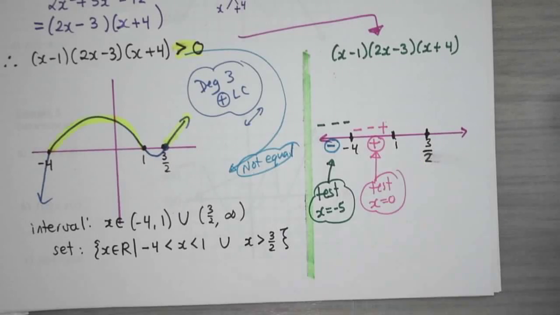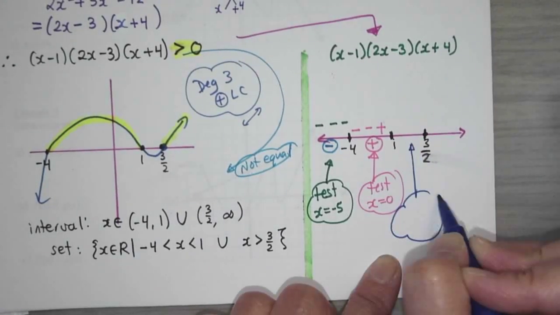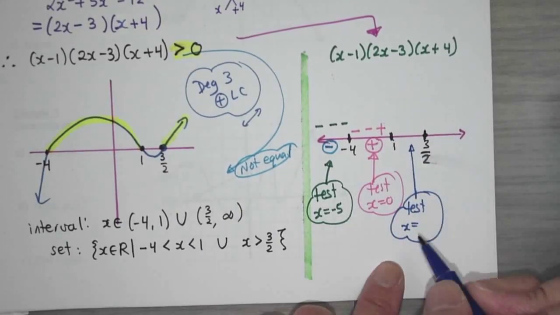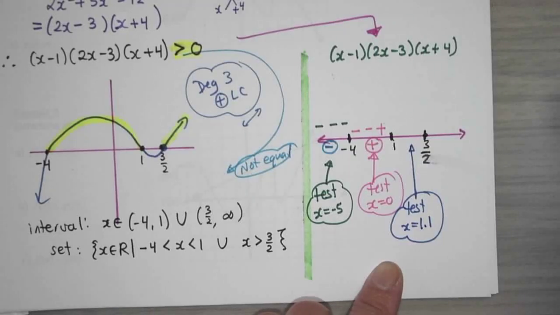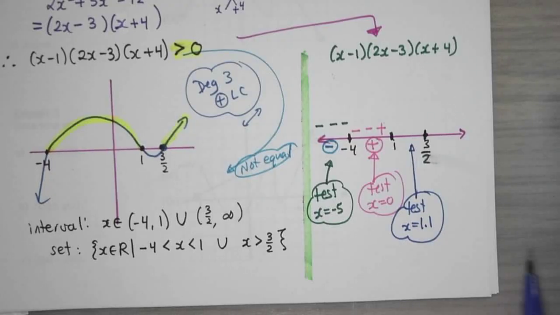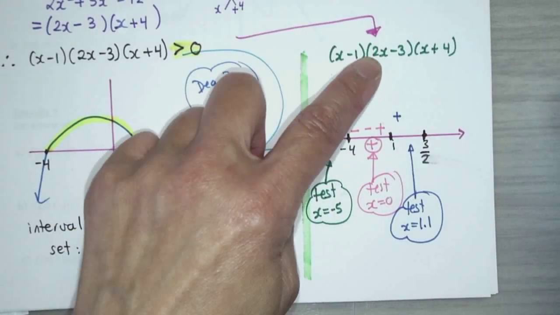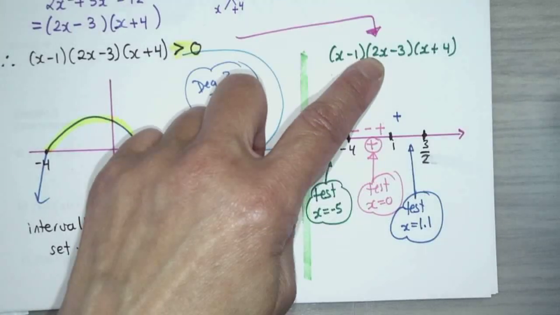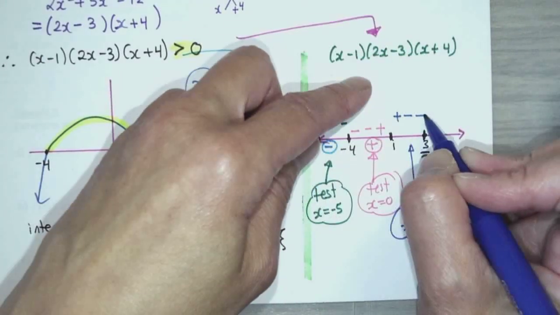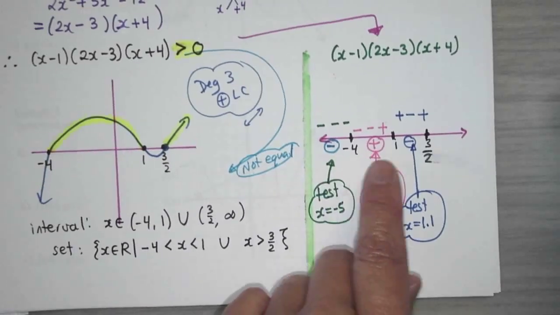So then here, test another one. And again, you don't have to tell me what you test. This is your brain. If it's between 1 and 1.5, I'm just going to test 1.1. And you can do decimals. I don't know what's happening in your brain. 1.1 minus 1, positive. 2 times 1.1 is 2.2, minus 3, negative. 1.1 plus 4, positive, so I know it's a negative. So I know it's below again.